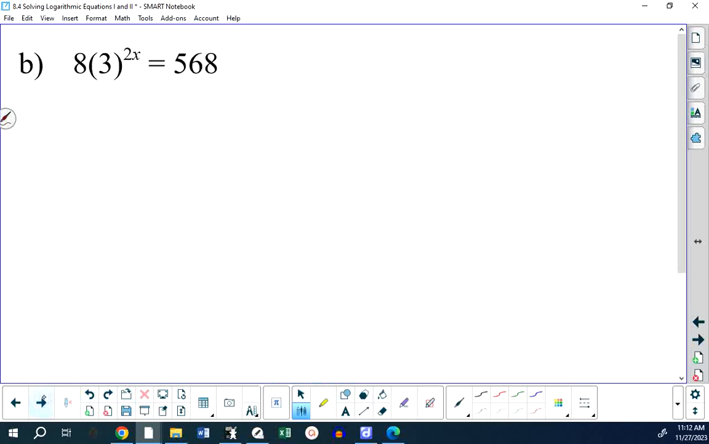So if you look at this one and you think you can just rewrite it in exponential form or in logarithmic form to get an answer, it's not going to work. So the first thing we want to do is ask ourselves, can I divide 568 by 8? So we have 8 multiplied by 3 to the 2x, and this is equal to 568.